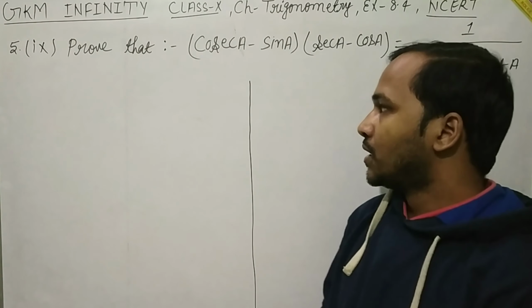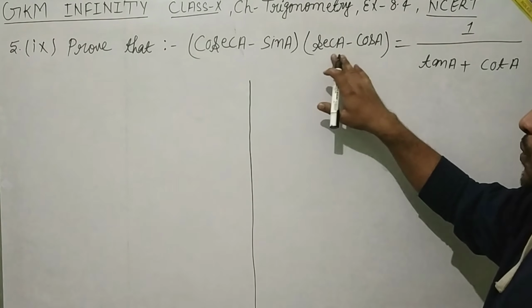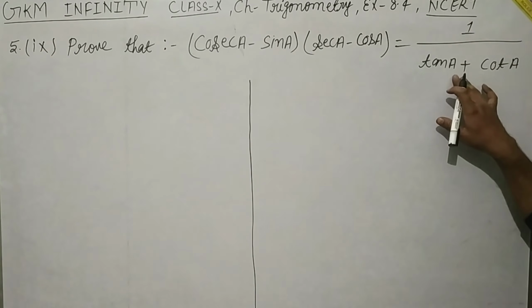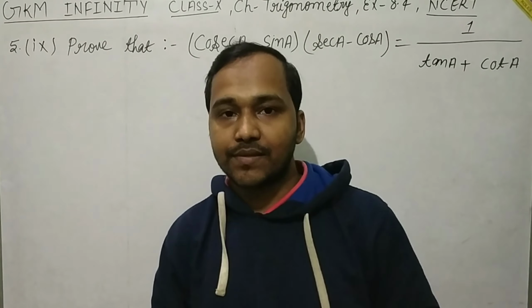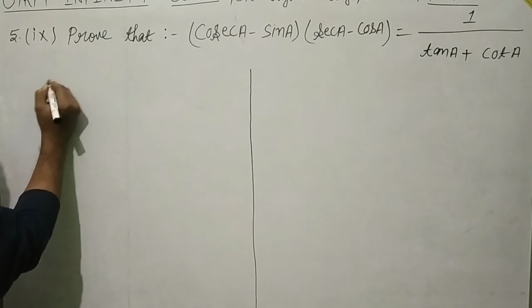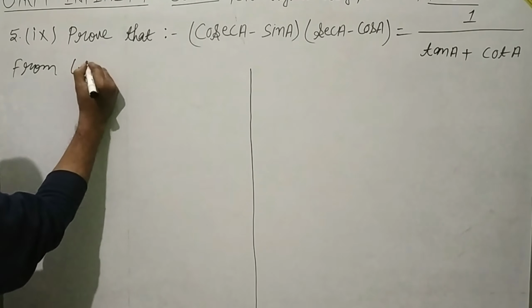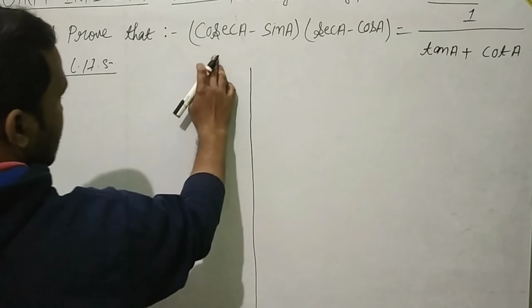See this question. You have to prove (cosec A minus sin A)(sec A minus cos A) is equal to 1 by (tan A plus cot A). How is LHS equal to RHS? First, we will go through LHS. So, from LHS, I am directly solving this part.